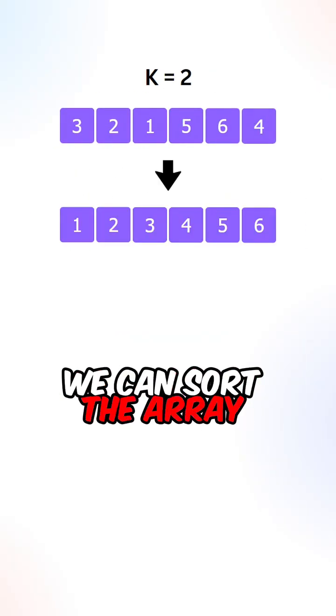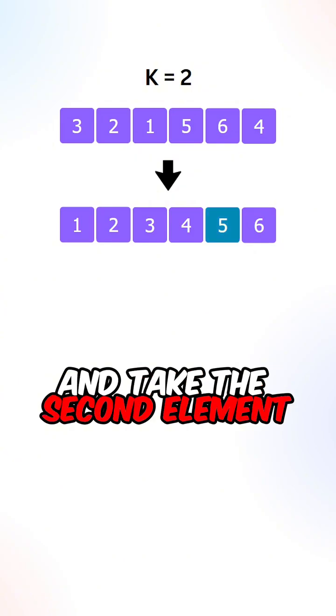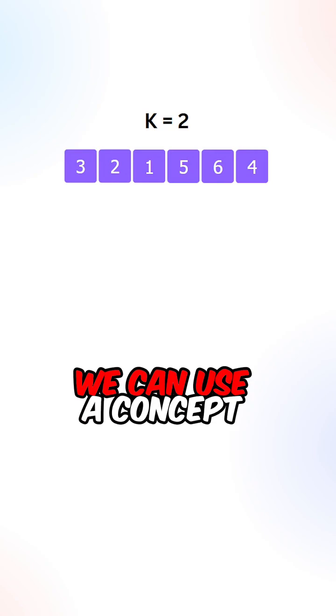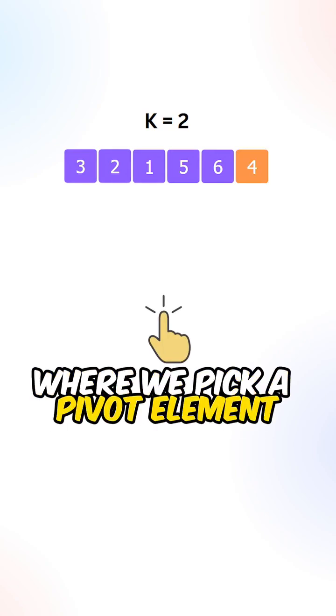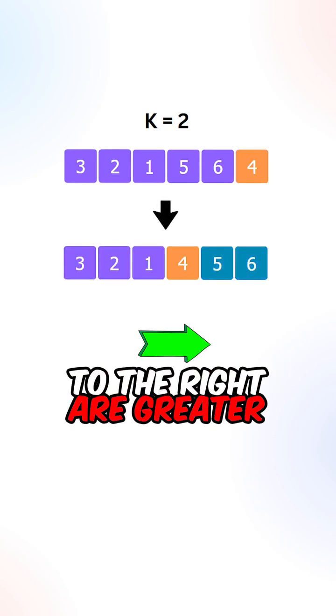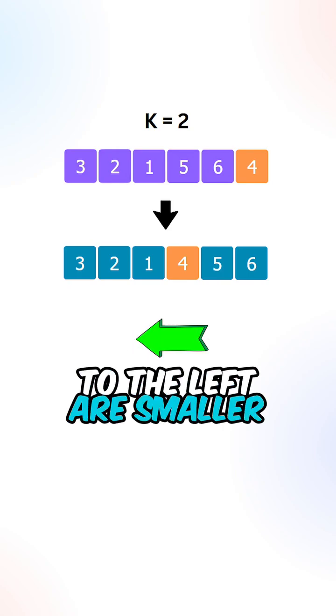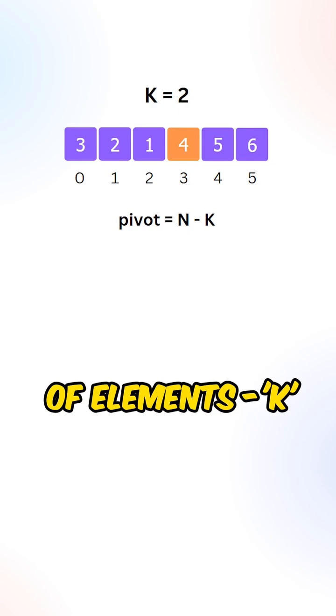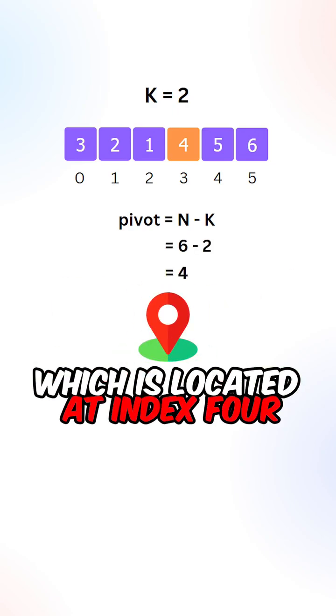We can sort the array in ascending order and take the second element from the end of the array. Now let's look for a more optimized approach. We can use a concept from quicksort, where we pick a pivot element, all the elements to the right are greater, and all the elements to the left are smaller. Now our target pivot index is located at the number of elements minus k, which is index 4.